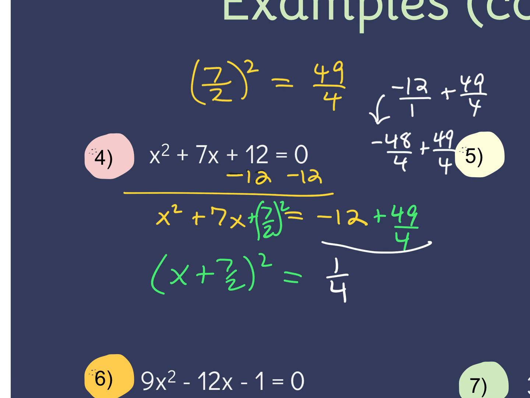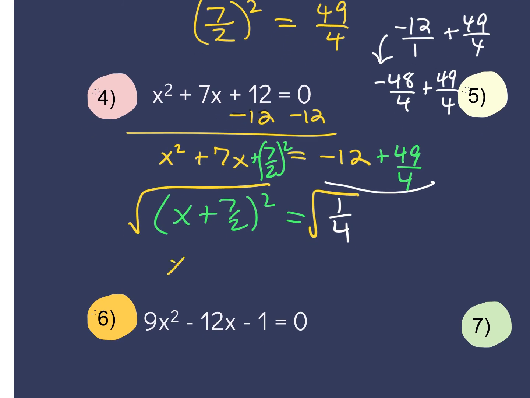I now apply the square root method. So I'm going to square root both sides. So square root this side and this side. The x plus 7/2 comes out. I can square root the 1/4 individually. Square root of 1 is 1. Square root of 4 is 2. So plus and minus 1/2. Now, notice the radical disappeared. I actually have to do the two problems here.